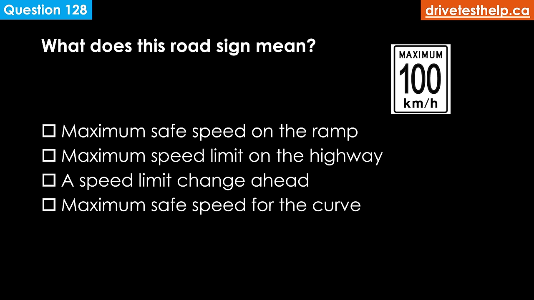What does this road sign mean? Maximum safe speed on the ramp. Maximum speed limit on the highway. A speed limit change ahead. Maximum safe speed for the curve. The correct answer, maximum speed limit on the highway.